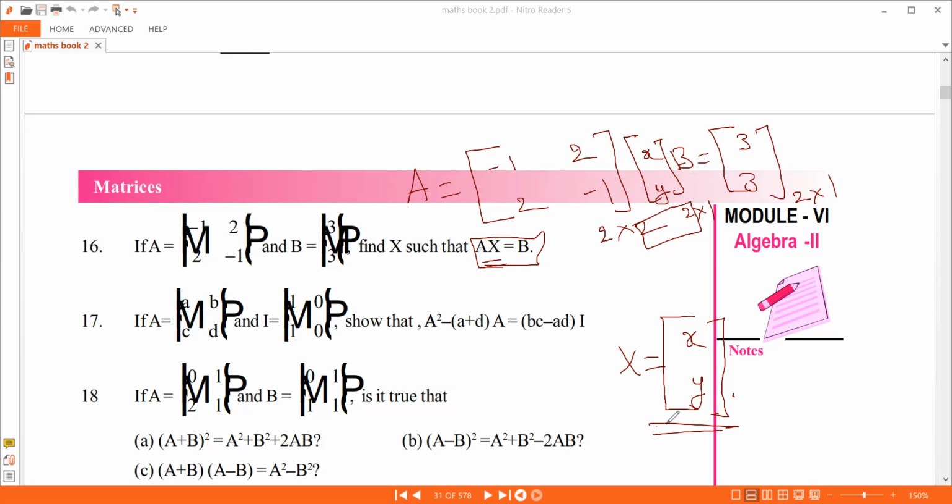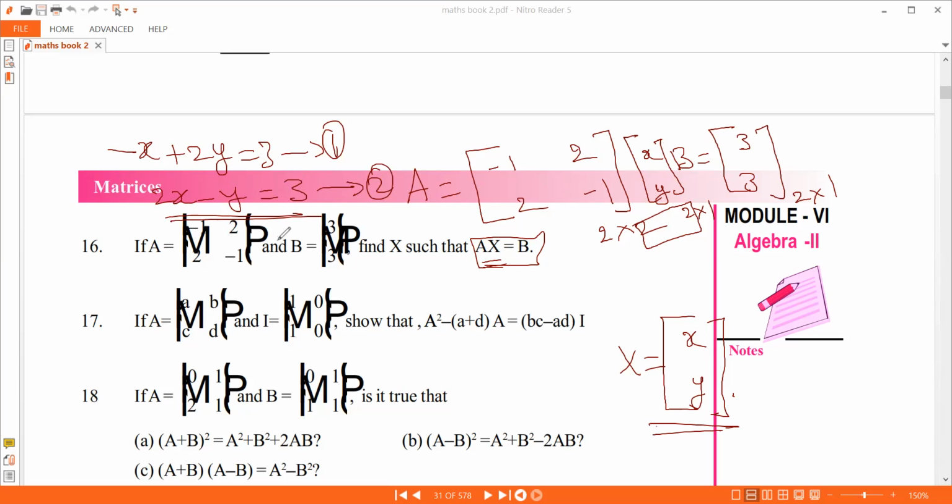What you had done, I didn't get you. I got minus 1x plus 2y. Yeah, minus x plus 2y is equal to 3. This is equation 1. And now you have 2x minus y is equal to 3. I wrote it in the matrix form. Yeah, after that you have to make it into equations. Matrix is over. Now solve these equations.